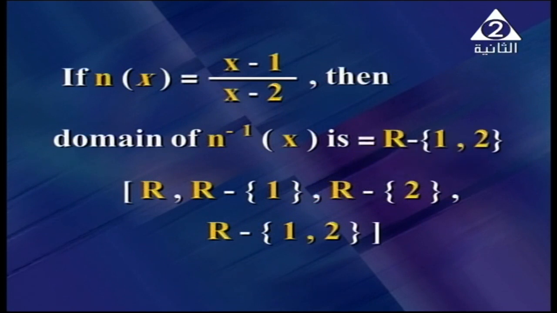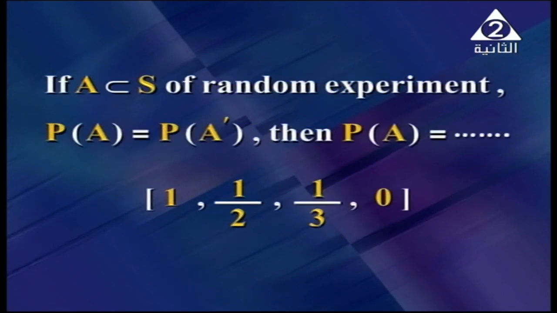Another example: if A is a subset of the sample space of the random experiment and probability of A equals probability of A dash, then probability of A equals what? Is it 1, or half, or a third, or 0?